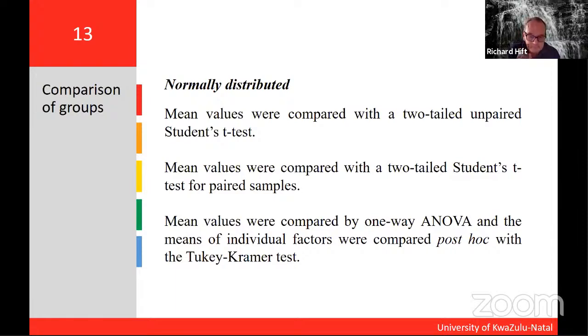Here's a more complicated one. Mean values were compared by one-way ANOVA, and the means of individual factors were compared post hoc with the Tukey-Kramer test. Again, the terms may not be all that familiar to you, but it's a very simple, straightforward, unambiguous English statement that says what happened to your values. So you've got to know what was done to your values, and preferably have some understanding of what happened, even if you can't do the test yourself.